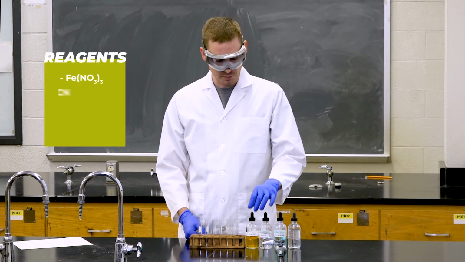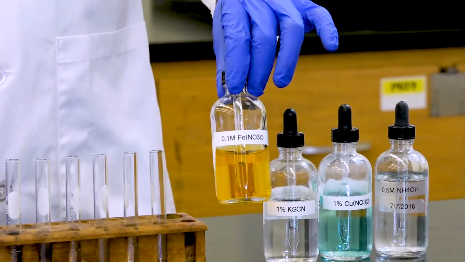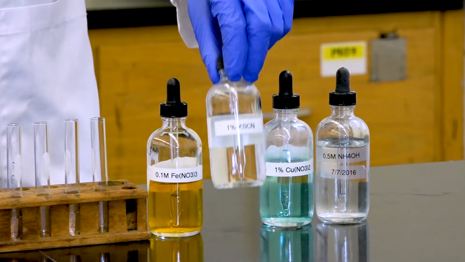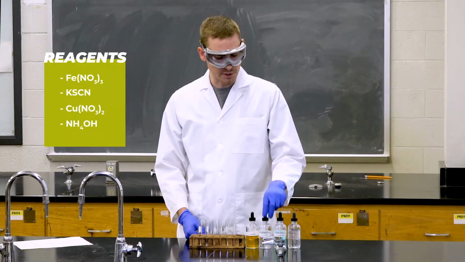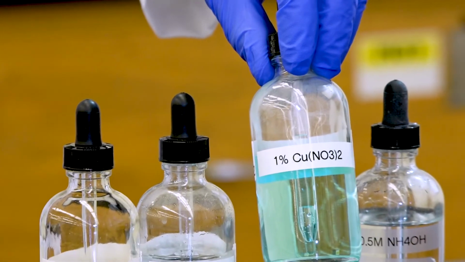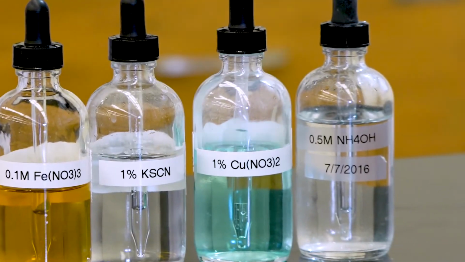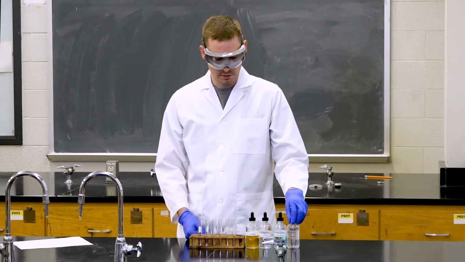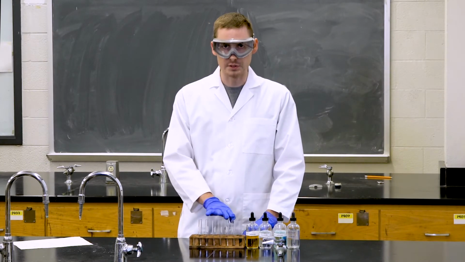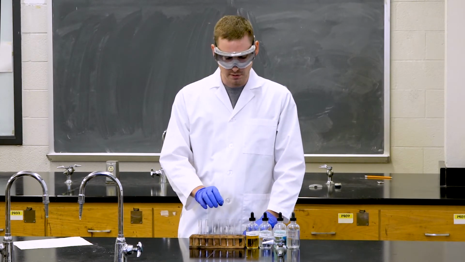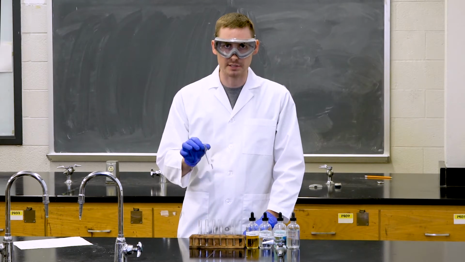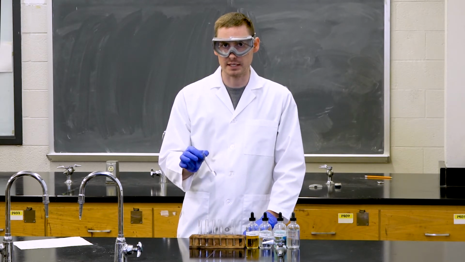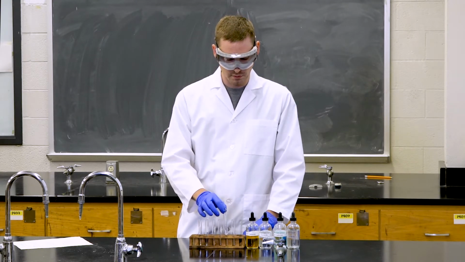The first reaction will be using iron nitrate and potassium thiocyanate, and then we'll be doing a reaction using copper nitrate and ammonium hydroxide. Again, we'll need 2 test tubes for each experiment, and in one of the test tubes we need distilled water so that we can observe the negative reaction for these tests and be able to compare the 2.